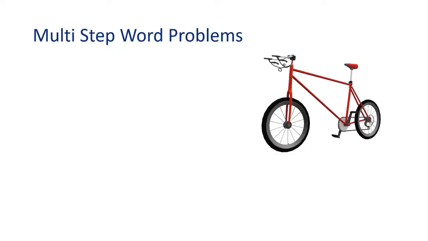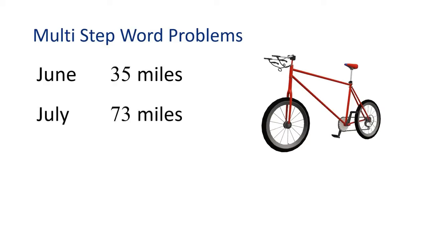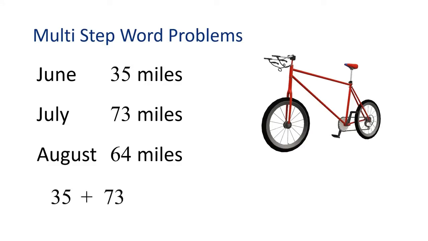Did you hear about my friend Tom? Tom biked 35 miles in June, 73 miles in July, and 64 miles in August. That's a lot of bike riding. How many miles did he bike altogether? Let's use addition to determine how many miles Tom biked in total. Do you remember how we can add 35 plus 73 plus 64?